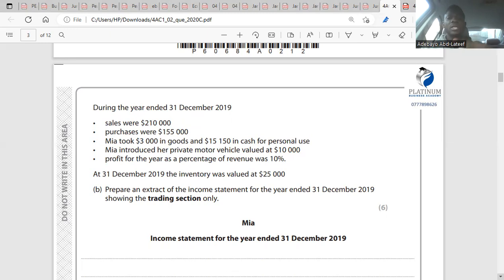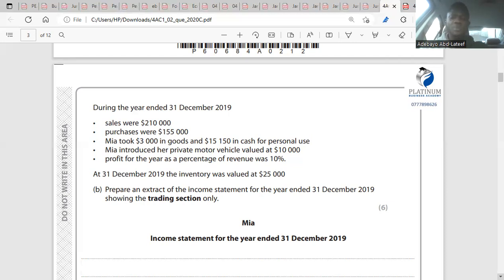So those of goods, you less it from your cost of sales. And the total for both, you take to your statement of financial position. But when I get there, I will let you know. For the goods, you use it in your income statement. For the amount of goods Maya took from her own business for personal use, you less it from your cost of sales.